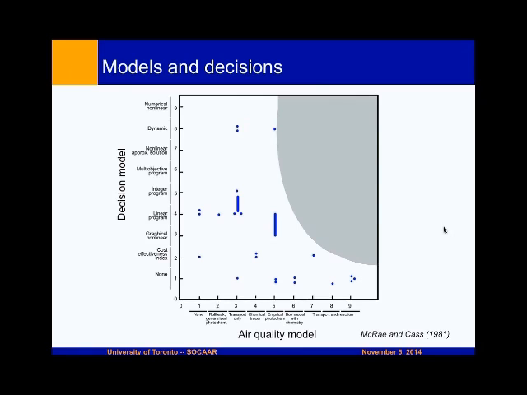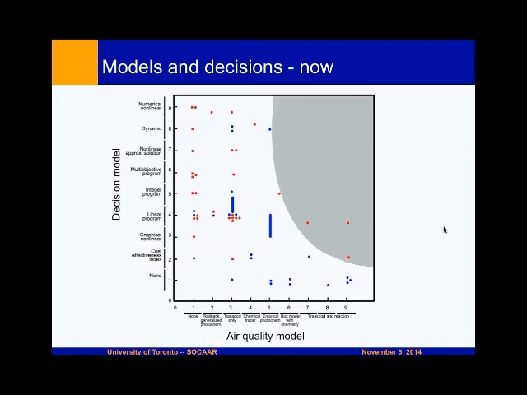What they show is that they looked at the studies back in 1981 of models with different levels of sophistication in atmospheric modeling that were used to make a decision. They plotted the level of sophistication of the decision model versus the level of sophistication of the air quality model. And what they very shrewdly observed was that there's this area at the top right-hand corner where we really don't have any studies. We didn't have studies that looked at sophisticated approaches for atmospheric modeling and sophisticated approaches for decision making. Of course, this is subjective, but we were interested to see how things have changed since then.